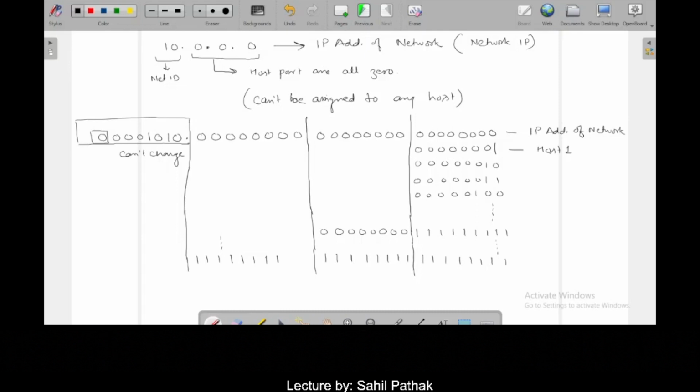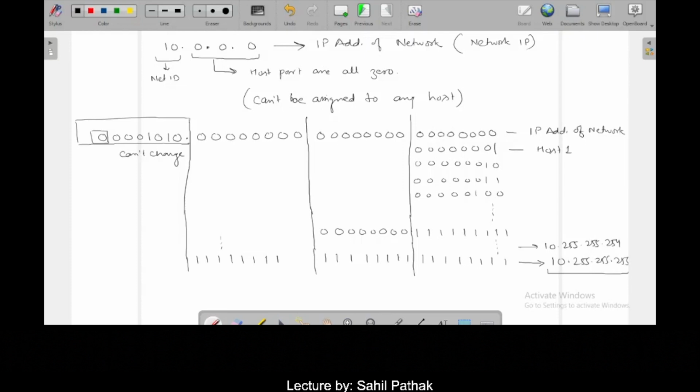This is 10.255.255.255, and this is the IP address for directed broadcasting. Okay, so this also we cannot assign to any host. That means we can only assign till 10.255.255.254. We can assign this much of the last IP address to any host.